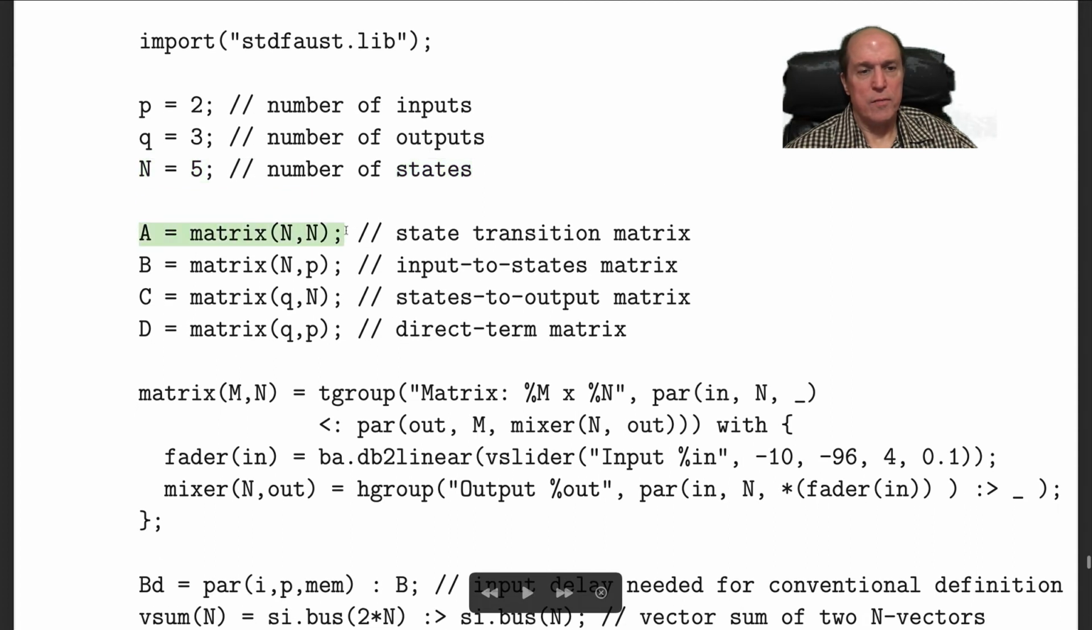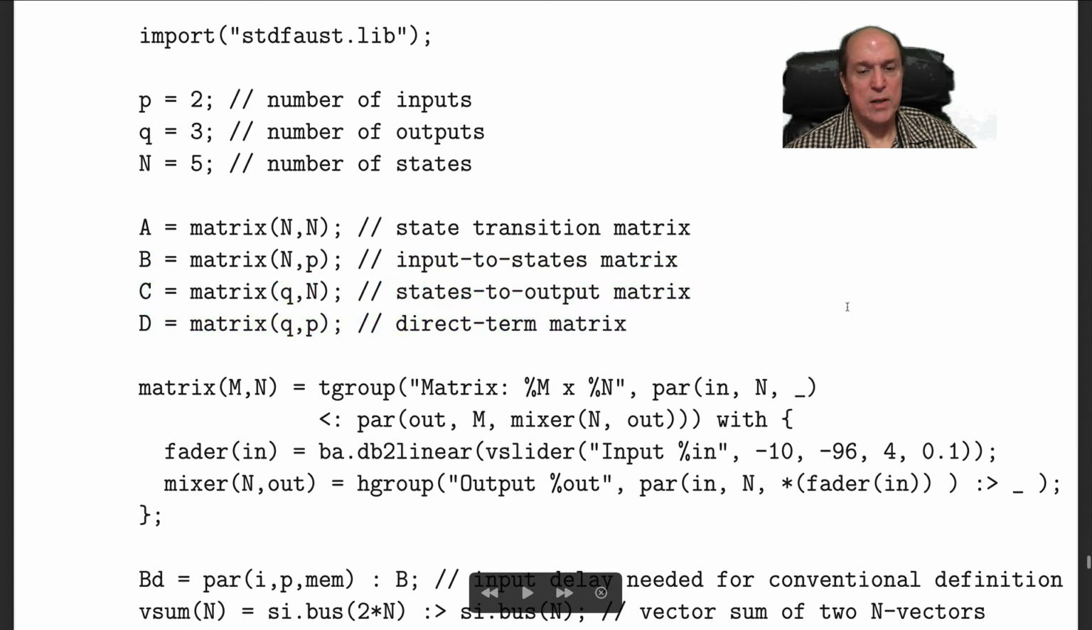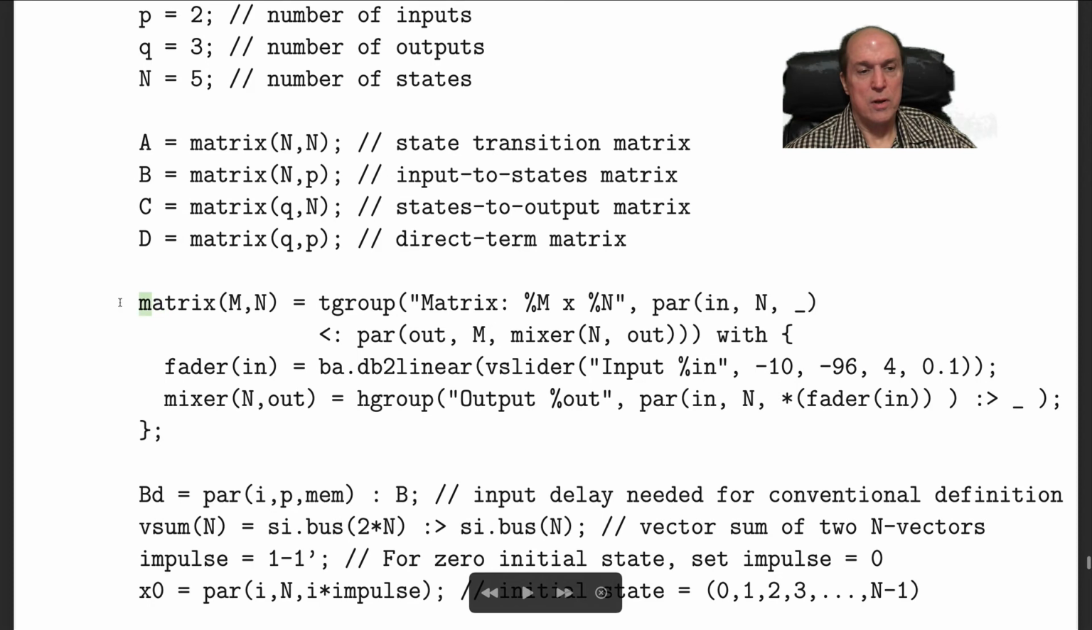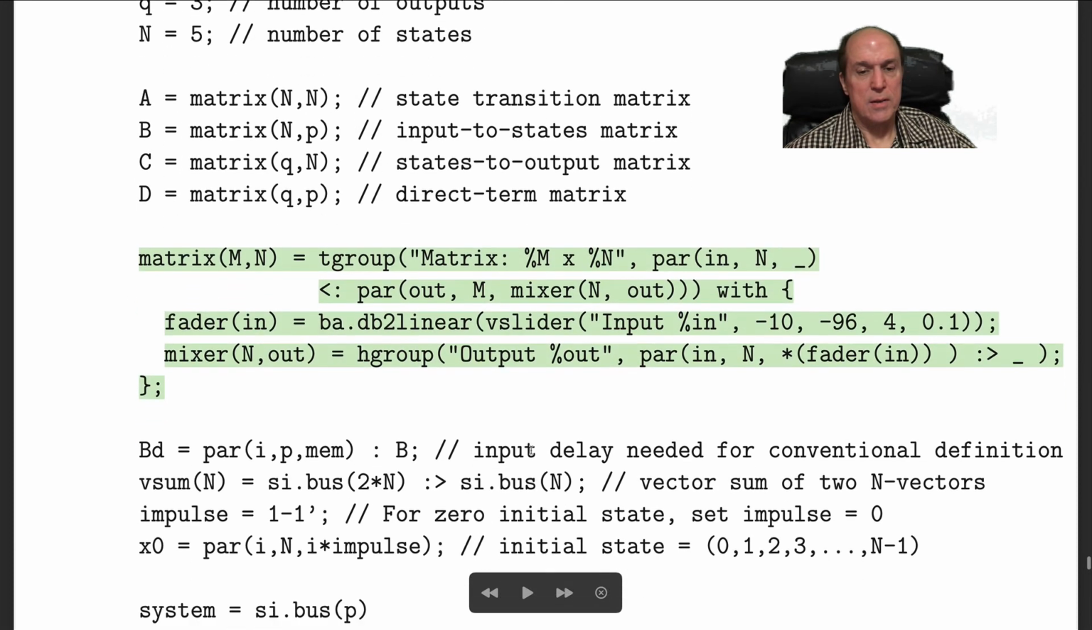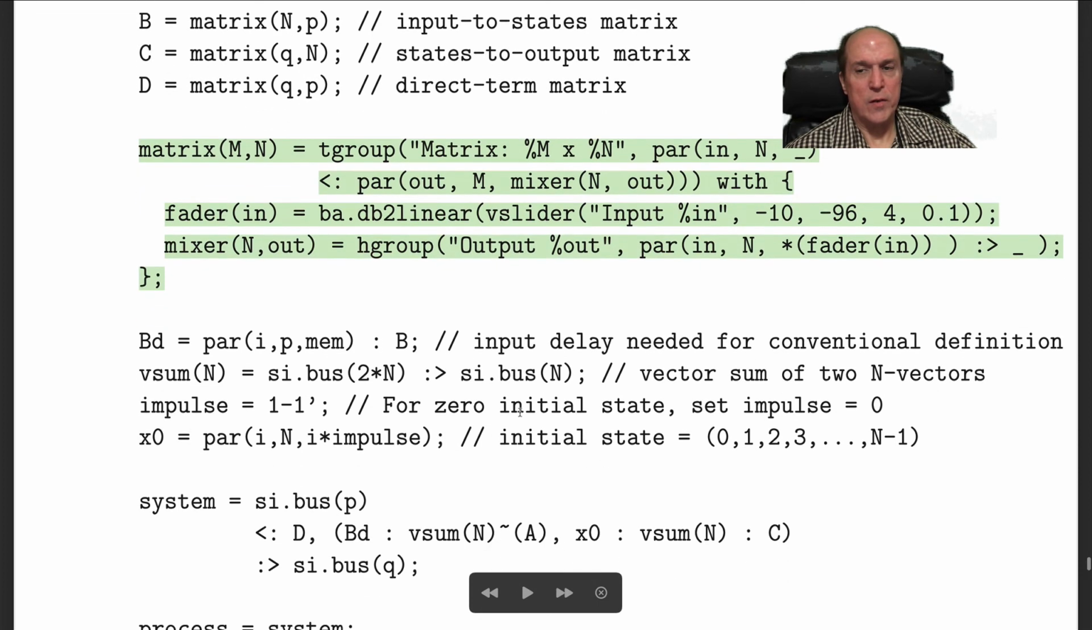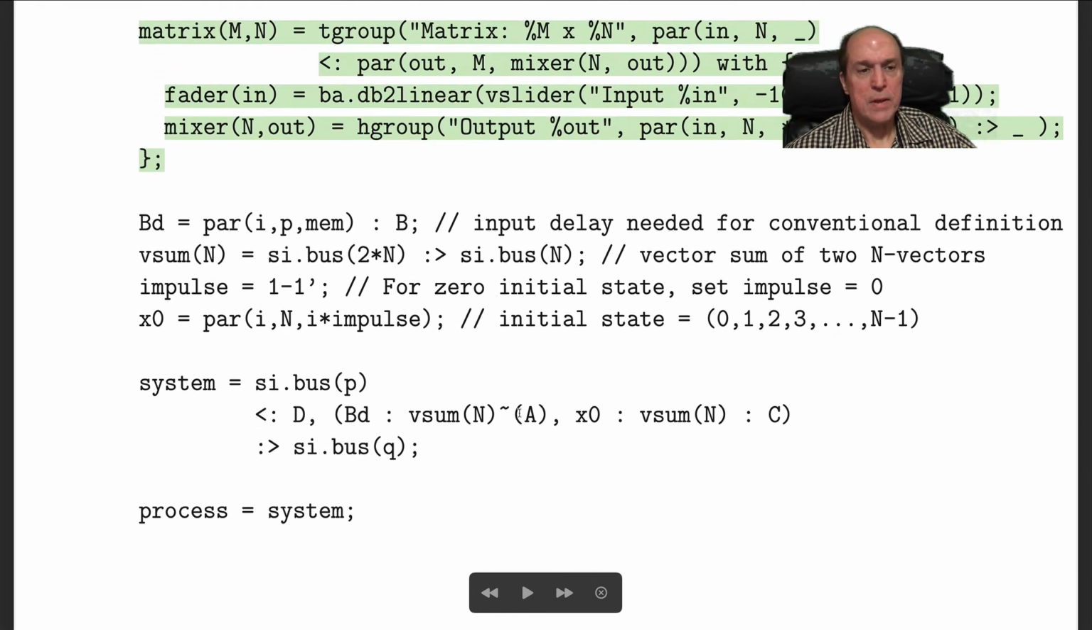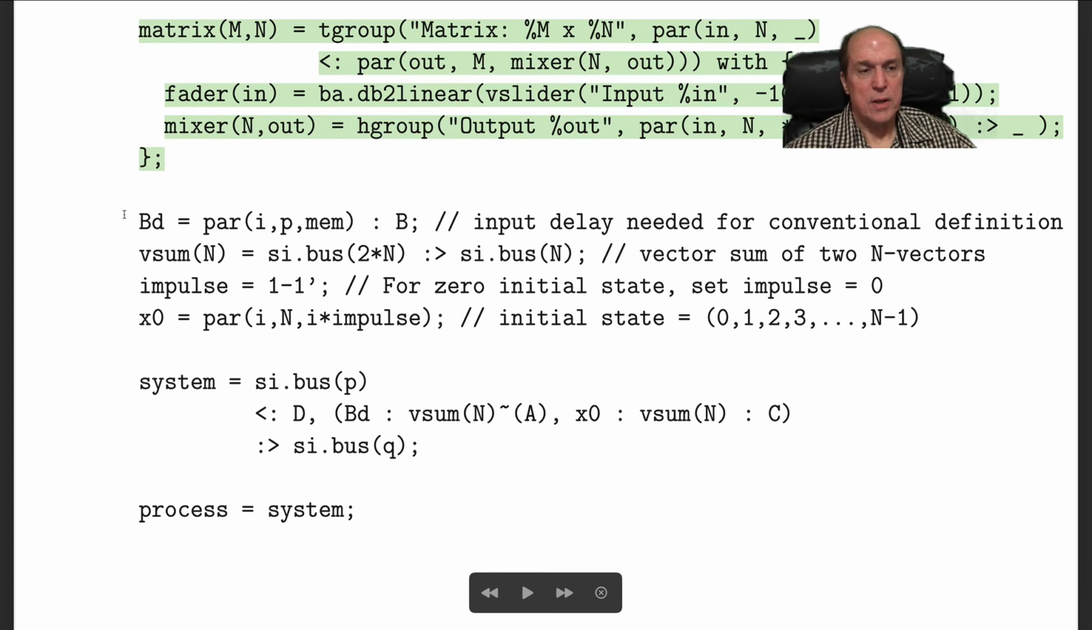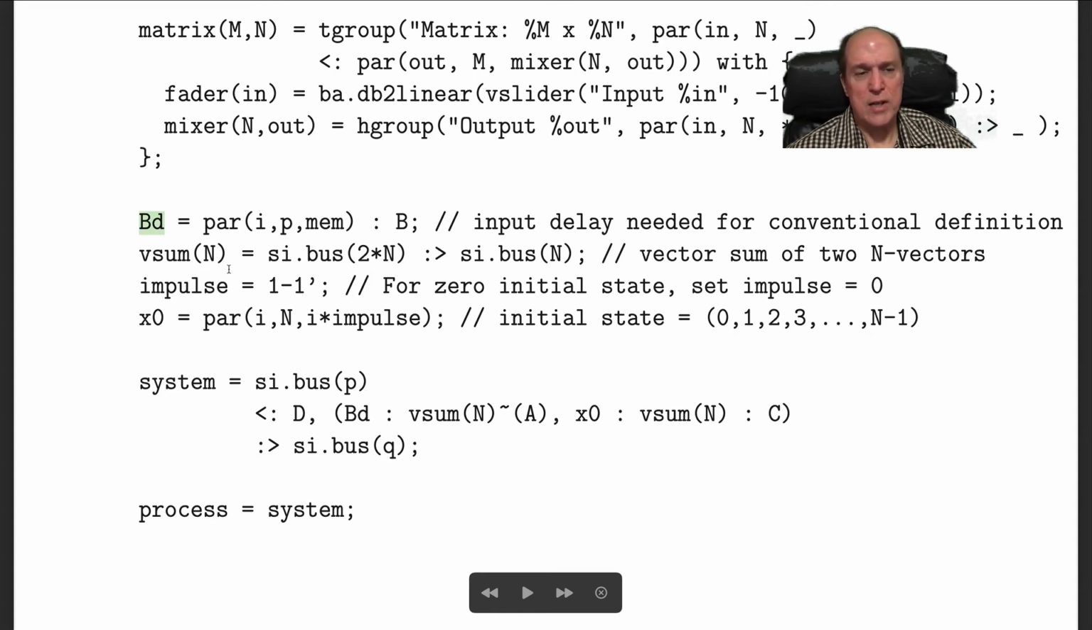And so I've defined a little function down below that will define a matrix. So this is an n by n matrix, and then we have all these other matrices, their various sizes, and here are the definitions of those. Here's the definition of matrix. You can take a look at that. It's not unlike the example in the Faust distribution that's already there. And there's one little detail here: you need to delay the B matrix in order to get the standard definition of state space in discrete time. And I'll show you on the block diagram. It's easier to see it there.